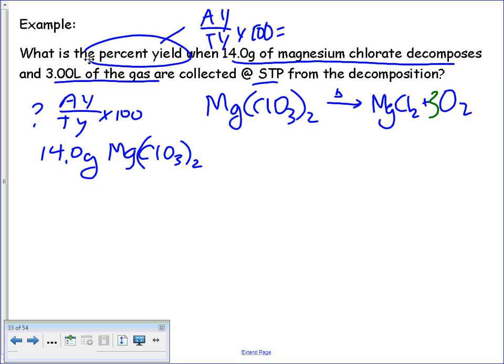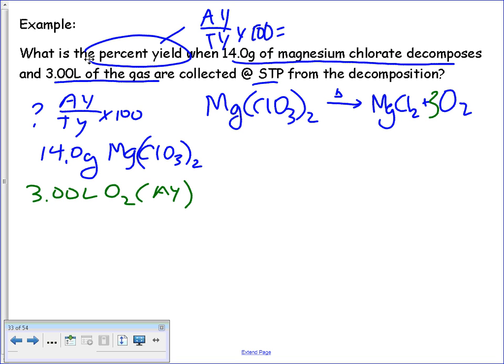All right, so that decomposes and 3 liters of gas are collected. Well, what is that gas now? We know it. Yeah, we got 3 liters of oxygen gas collected. What do you think that is in my question? That's the actual yield. It's given to me because I can't make you guys go up and decompose some magnesium chlorate. So just label that AY so you remember, because I gave it to you. I'm not going to make you go to the middle of the class and do the lab.